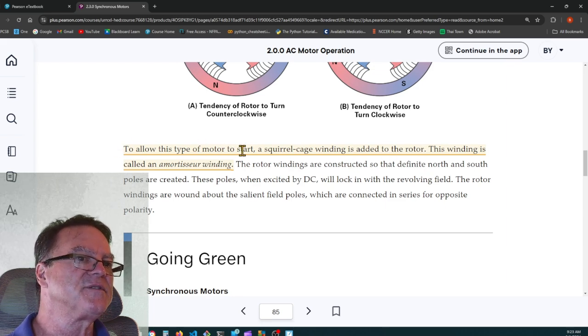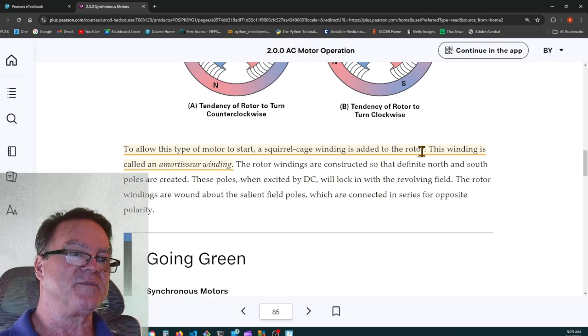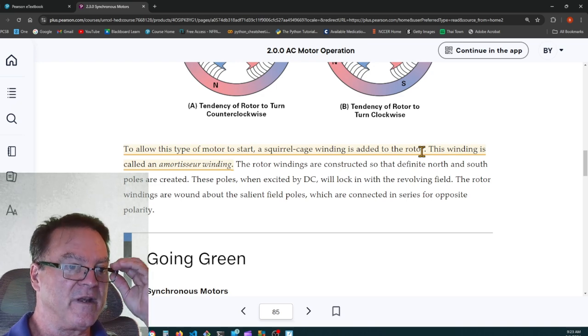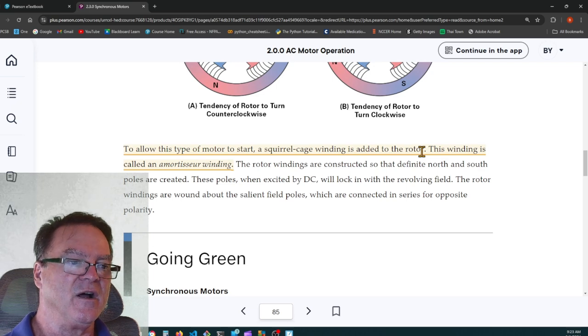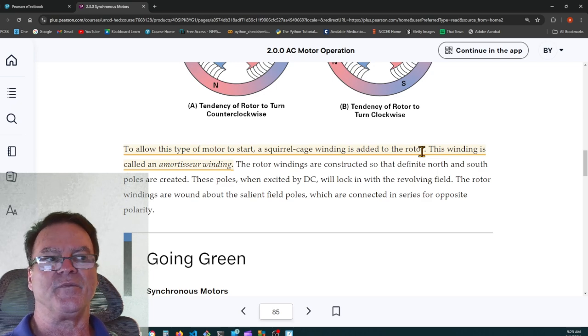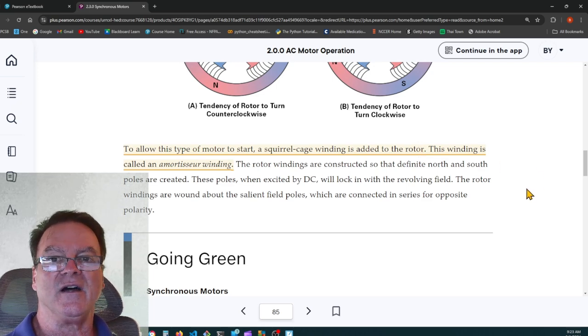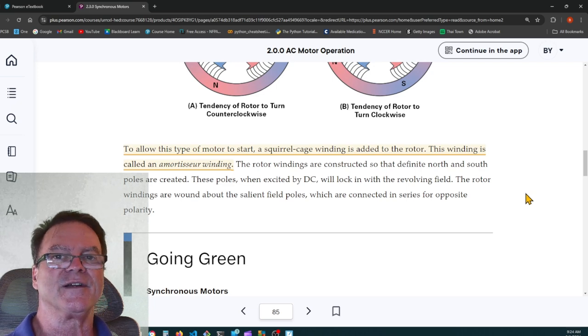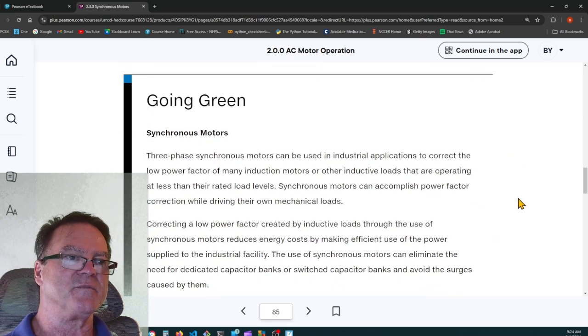Okay, sometimes this squirrel cage motor will run the entire time. Sometimes the squirrel cage winding will be taken out of the circuit once it comes up to speed. You have shorting rings on the ends of the squirrel cage, and when it gets up to about 80% of synchronous speed, that centrifugal switch will disconnect the shorting rings. So the squirrel cage no longer has any circulating current, so it has no north or south, and it doesn't conflict with the rotor of the synchronous motor. All right.